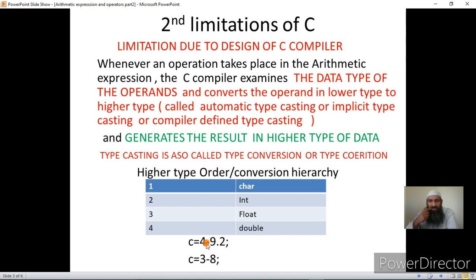As I told you, whenever an operation in an arithmetic expression takes place, the C compiler examines the data type of the operands. Now we have two operands here, that is 4 and 9.2. The data type of 4 is integer, because all those constants which don't have a decimal point will be treated as integer, and all those constants which have a decimal point will be treated as decimal. So the data type of 4 is integer and the data type of 9.2 is decimal. Now decimal data type means it is float.